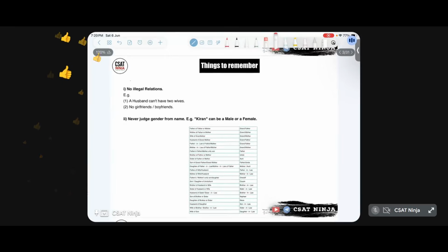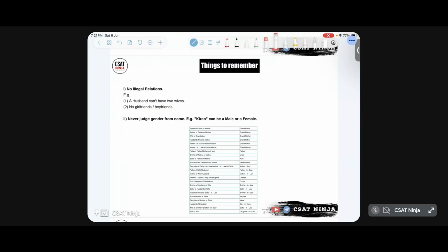But a few things to remember before we start with the questions. Number one is there is no illegal relation in blood relation. That means a husband can have only one wife and a wife can have only one husband, okay? And there is no transgender as well in this case. And there is no girlfriend or boyfriend. So there is no illegal relation in blood relation. Number one is that one.